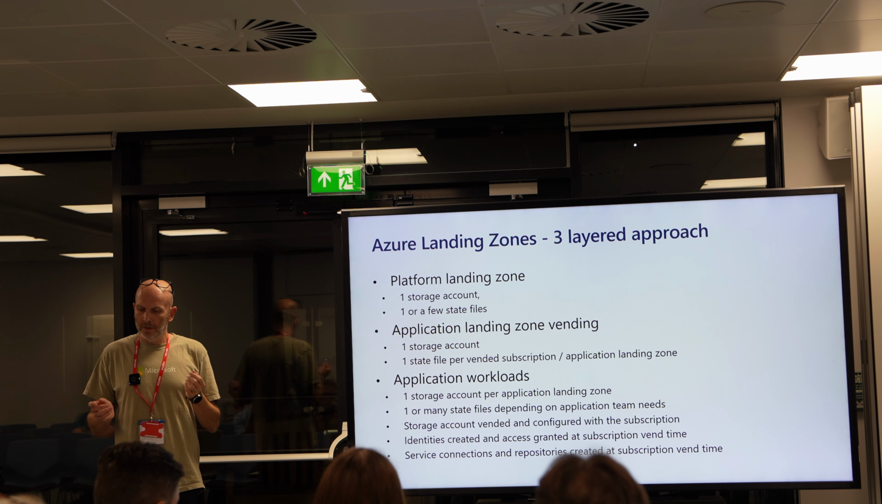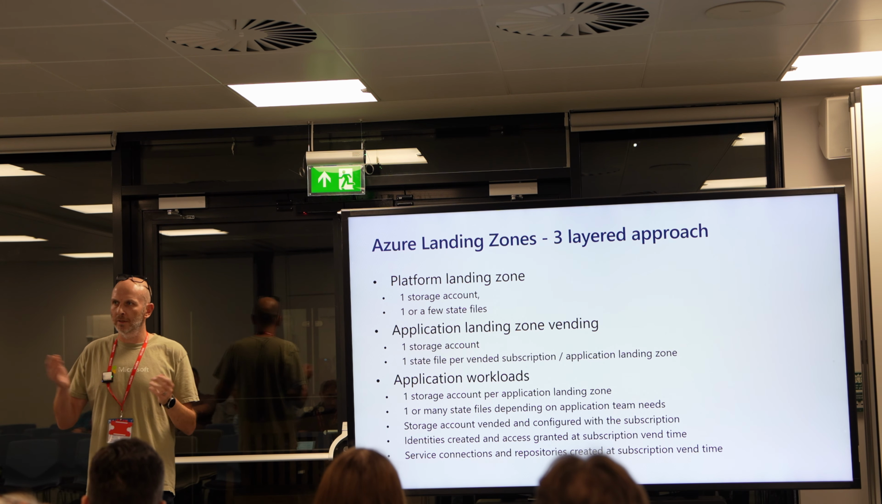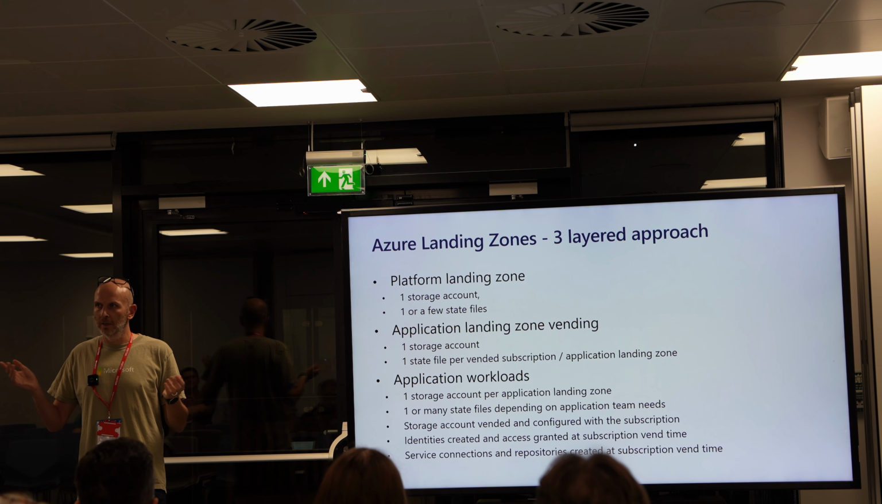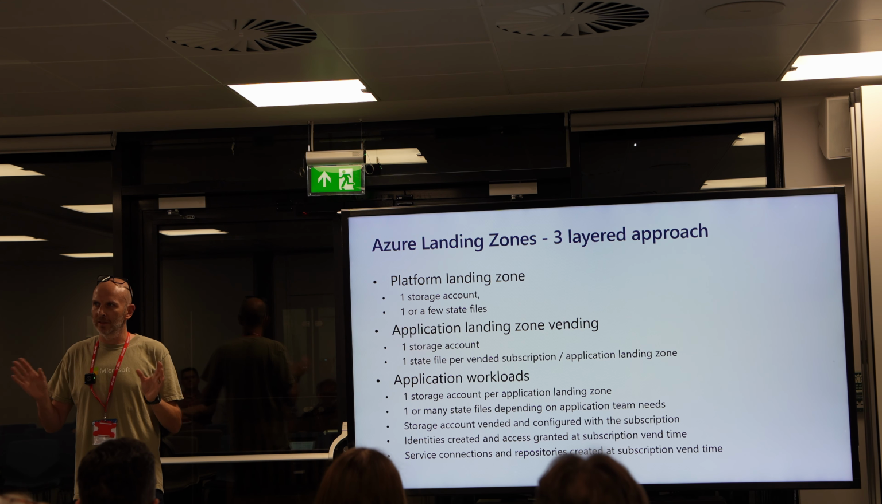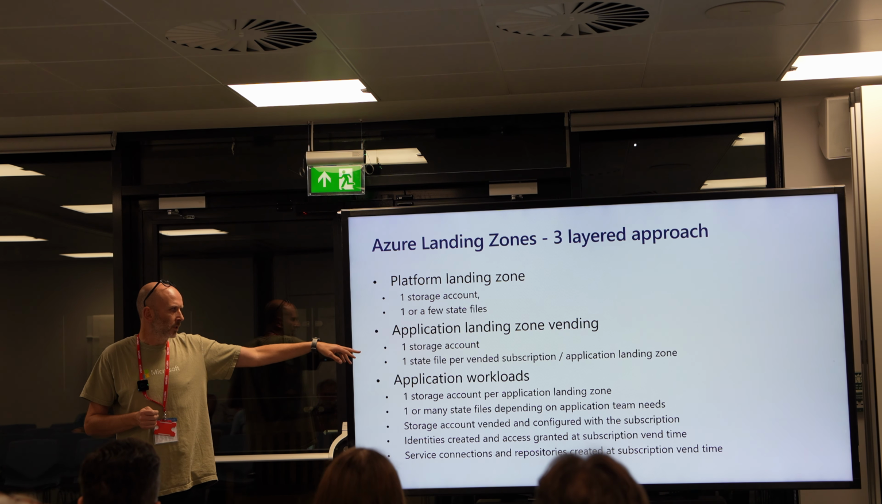The reason there's a state file per subscription is because otherwise you'll have a problem with linear scalability, because if you're trying to manage all your subscriptions in one state file, it's going to take longer and longer, and the blast radius of a mistake in that is going to be huge. So definitely don't do that. So state file per subscription at least.